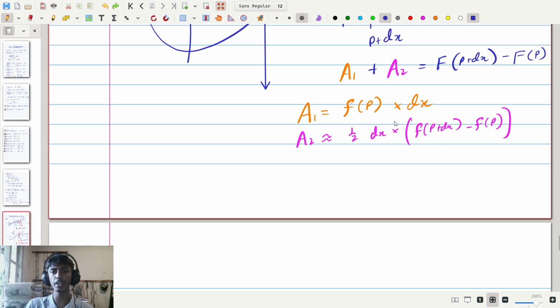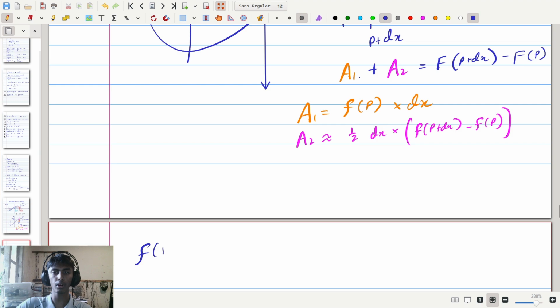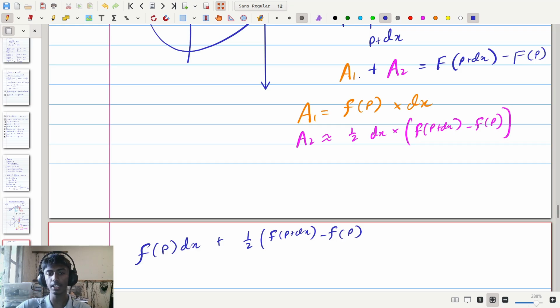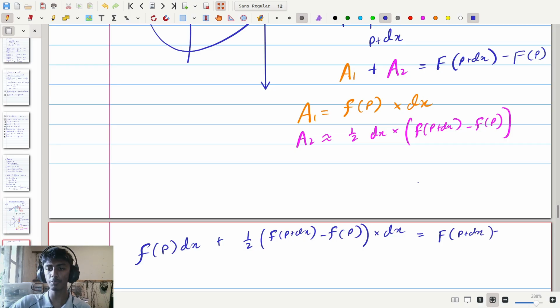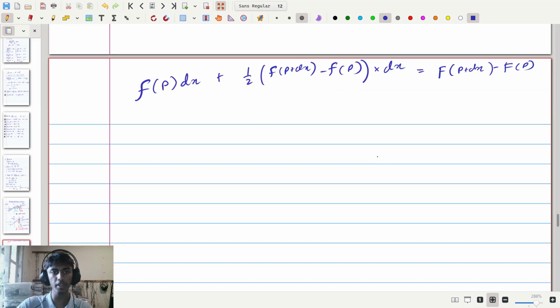Considering the entire limit as dx approaches 0, what we have here is f of p times dx plus half times f of p plus dx minus f of p times dx, so we can close this bracket and say times dx, being equal to this stuff on the right here, which is going to be F of p plus dx minus F of p. So I'm going to rewrite this nicely in this second line. I wrote this just so you could copy it down. Now we're going to rewrite this and apply a limit.